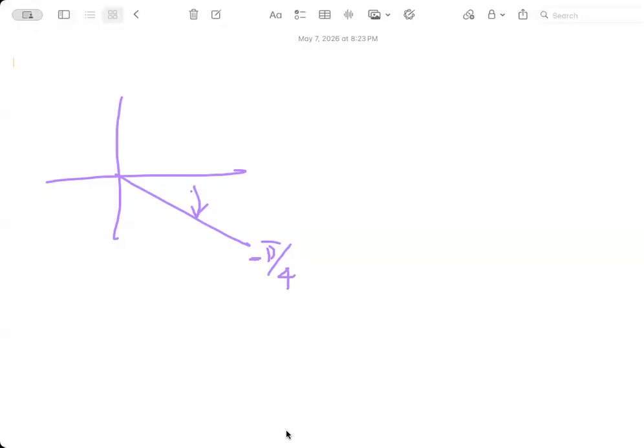Now let's go ahead and try one more. Find all coterminal angles for this angle.